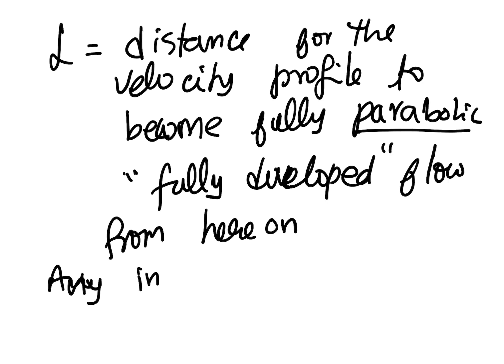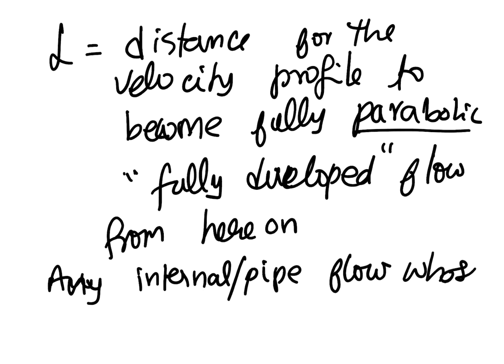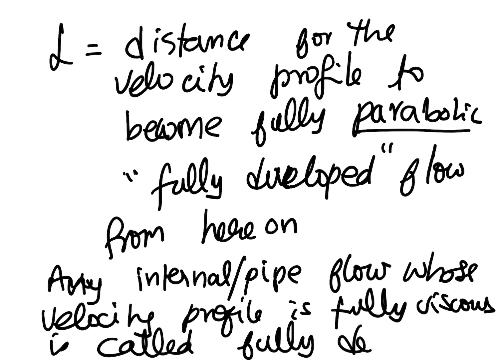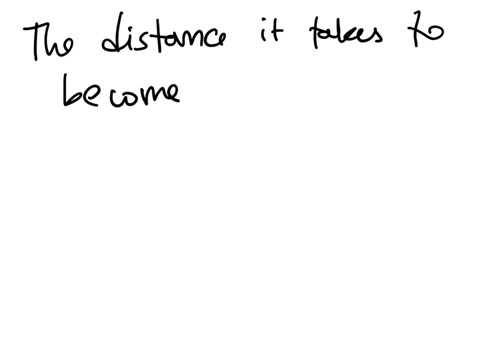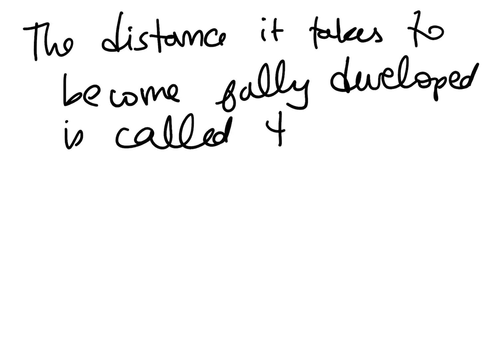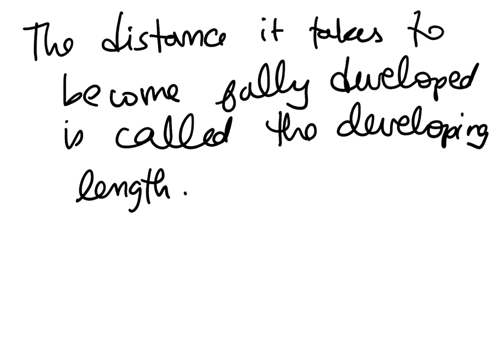So any internal flow or pipe flow whose velocity profile is fully viscous is called fully developed flow, and the distance it takes to become fully developed is called the developing length.